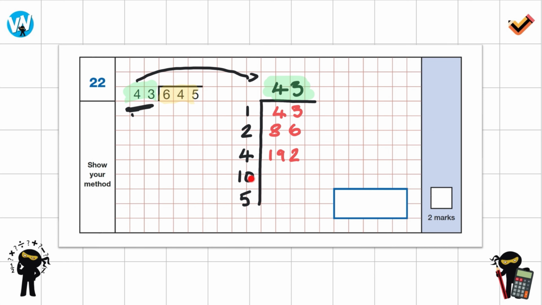43 times 10, dead easy, it's just 430, isn't it? 43, we should know this. 43 times 10 is just going to be 430. So we can write that one down.